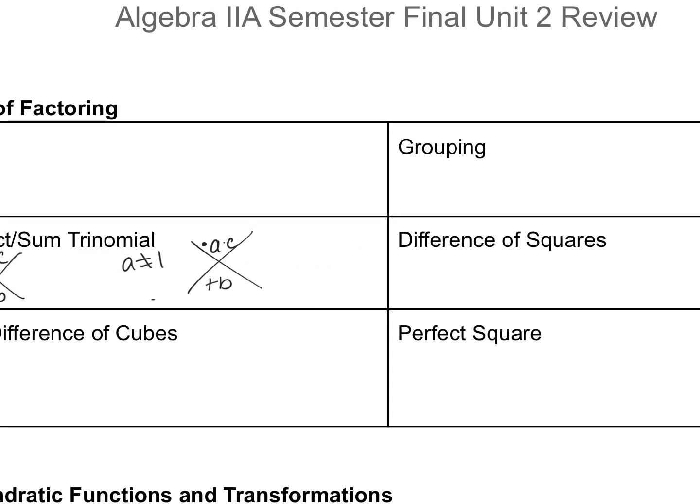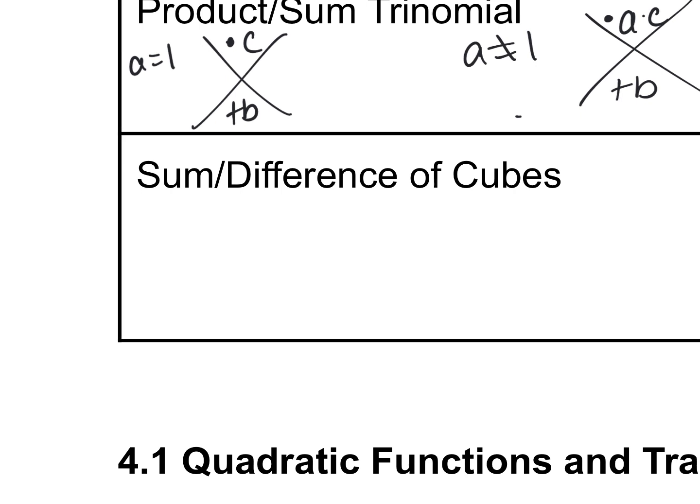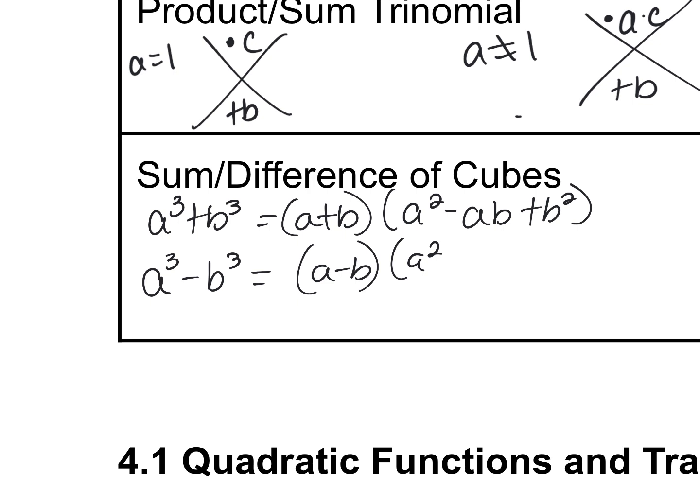Difference of squares: A squared minus B squared is equal to A plus B times A minus B. Sum or difference of cubes, this fun formula. A cubed plus B cubed is equal to A plus B times A squared minus AB plus B squared. Then the difference one is A minus B times A squared plus AB plus B squared.